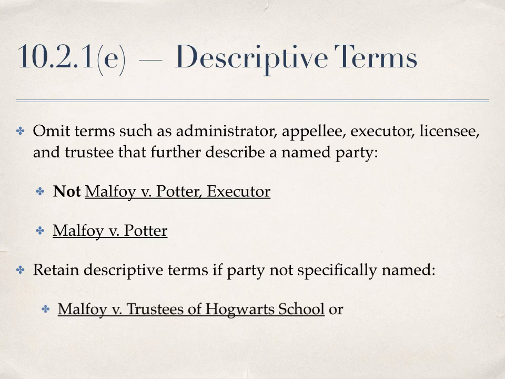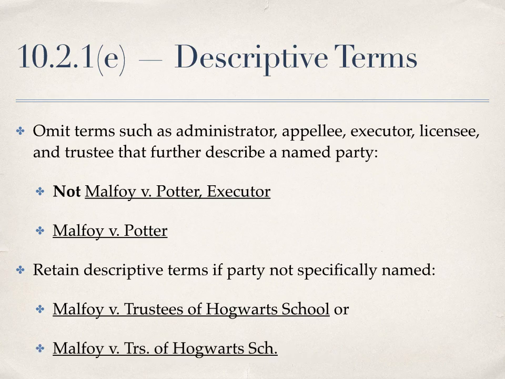In this example, you would include trustees because the party's legal name is not used. In this second example, you see how the case name would look if the case were cited in the citation sentence, with trustees and school abbreviated according to Table T6.